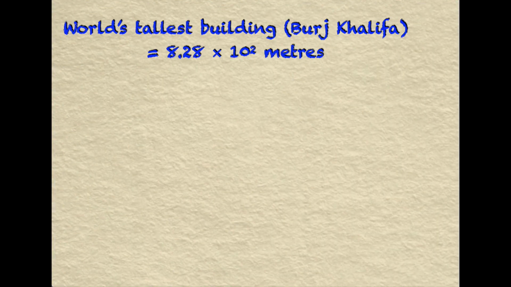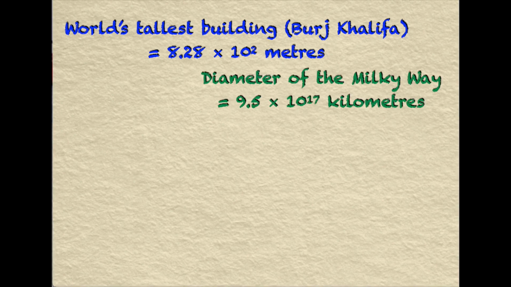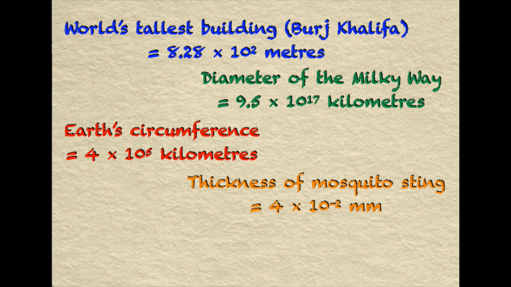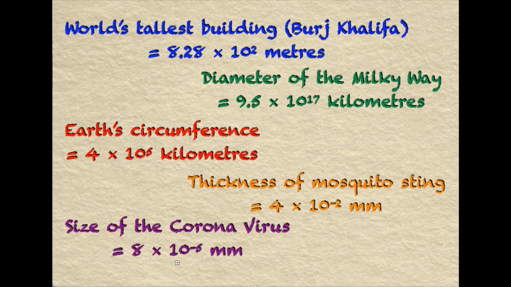Before we get down to working with scientific notation, let's look at a few examples of its use. The world's tallest building now in 2021 is the Burj Khalifa in Dubai. I have seen its height written as 8.28 by 10 squared meters, which is 828 meters. Our planet Earth is a tiny dot in a vast galaxy called the Milky Way, whose diameter is 9.5 times 10 to the power of 17 kilometers. At the equator, the circumference of the Earth is 4 times 10 to the power of 5 kilometers.